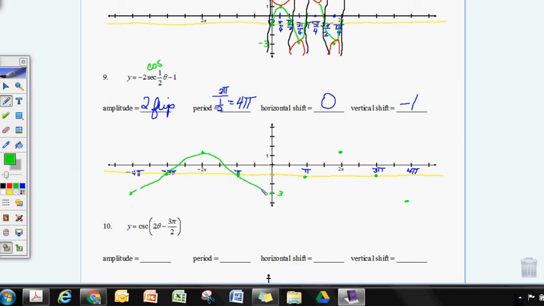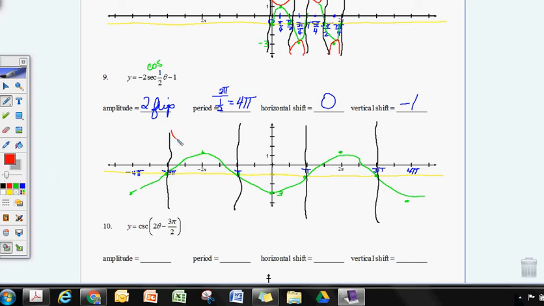Remember, this is supposed to be a nice flowy wave. If it looks like I'm a little off, there we go. That would be my cosine wave that's got a flip to it. It hits the yellow line at -3 pi, -pi, +pi, and +3 pi. Those are my asymptotes.